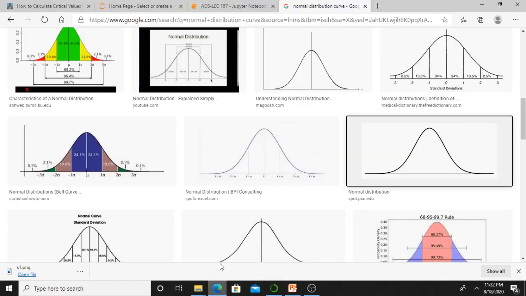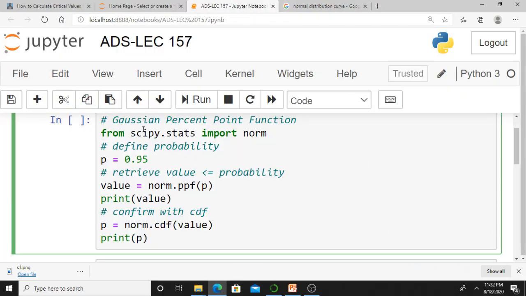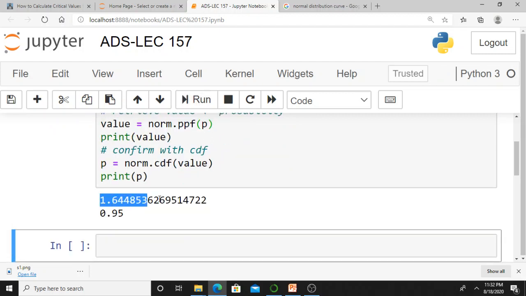Just see here, just simple where we are. Let me show this one. Yes, just see this one. From scipy.stats import norm, p equal 0.95. 5% level of significance, 1 minus this 5%, that is the confidence interval value, isn't it? norm.ppf will give me the z value, isn't it? That is z value 1.645.